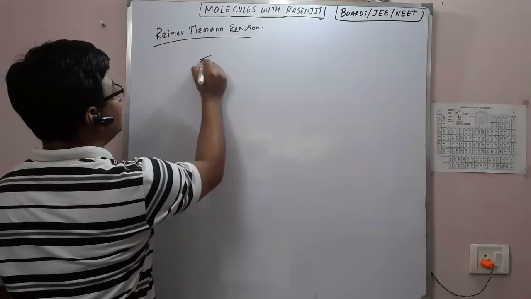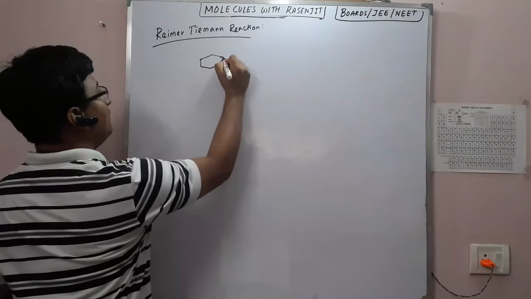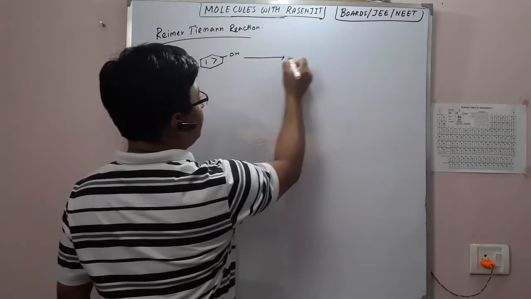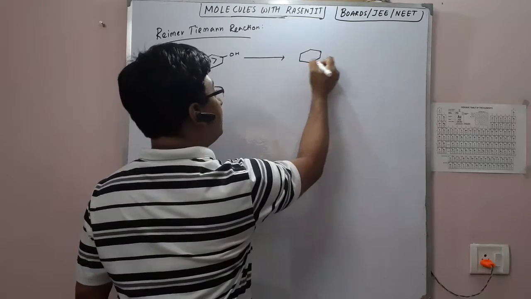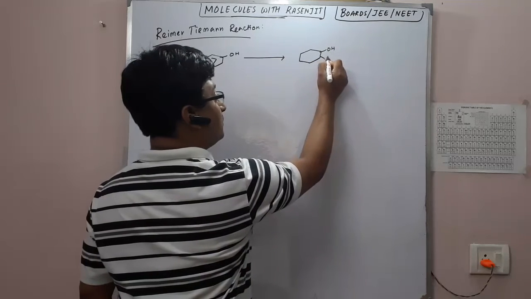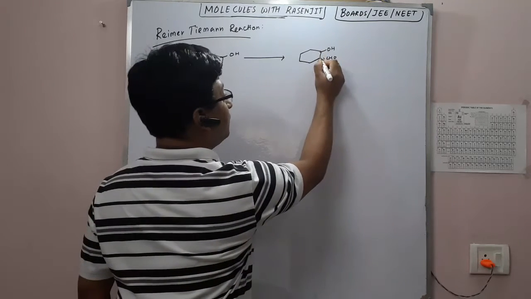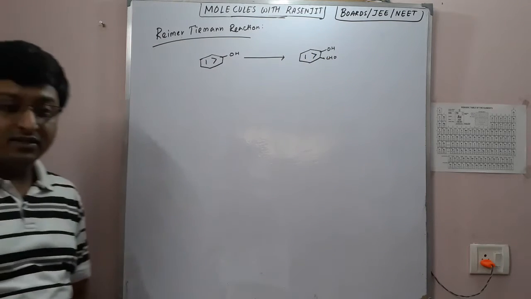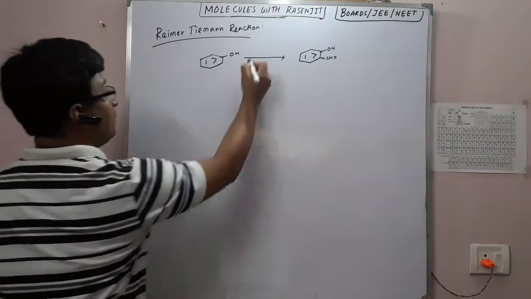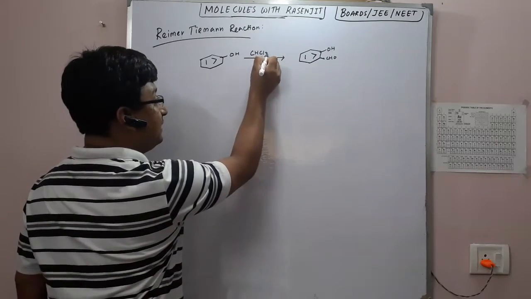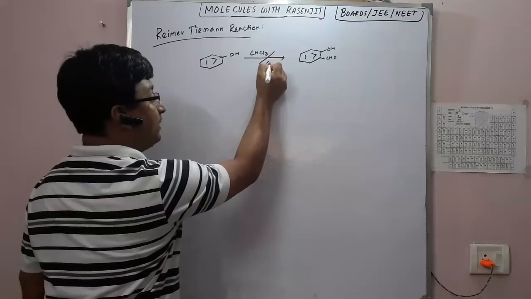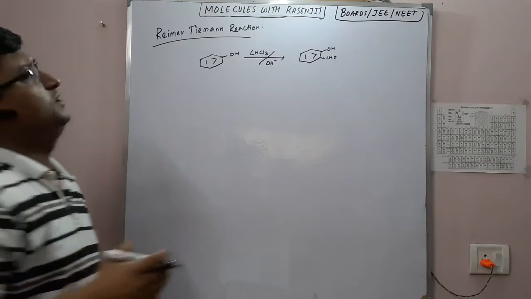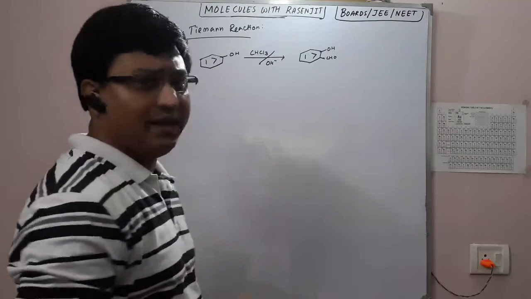Now, this Reimer-Tiemann reaction is important, and you use this method to synthesize phenolic aldehyde. That means you have an easily available phenol, and you convert this phenol to phenolic aldehyde. What reagents do you require? You require CHCl3, which is chloroform, and OH minus, a base. Basically, you treat phenol with chloroform and base and you get this phenolic aldehyde.